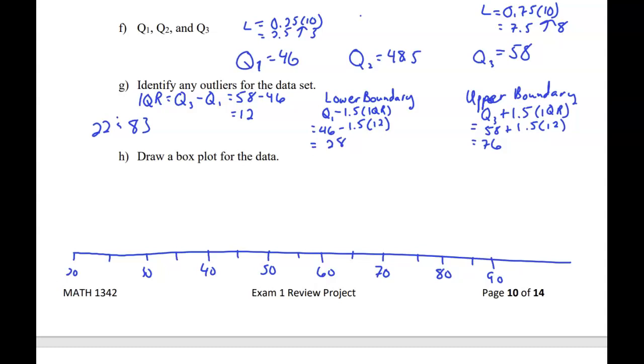So I'm going to put my outliers on here as X values or stars, either way. So I'm going to put X's on here for my outliers. Then I'm going to put vertical lines at my quartiles. So at 46, I'm going to put a vertical line. At about 48.5, I'm going to put a vertical line. And at 58, I'm going to put a vertical line.